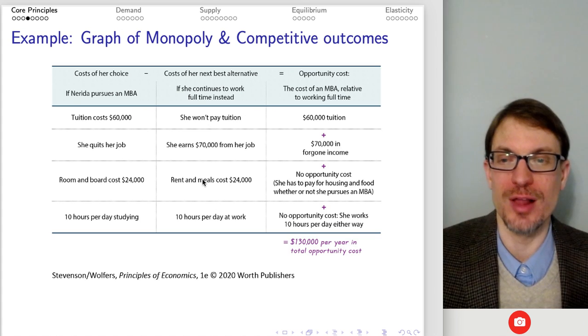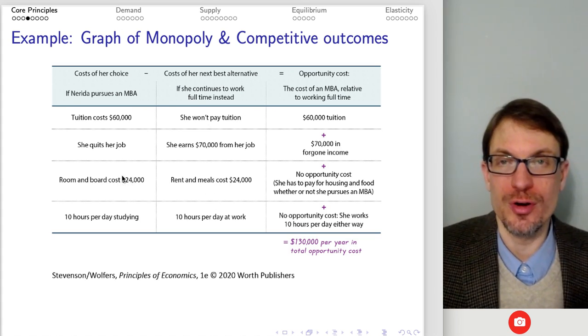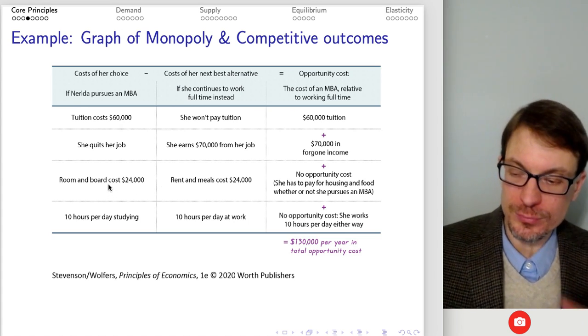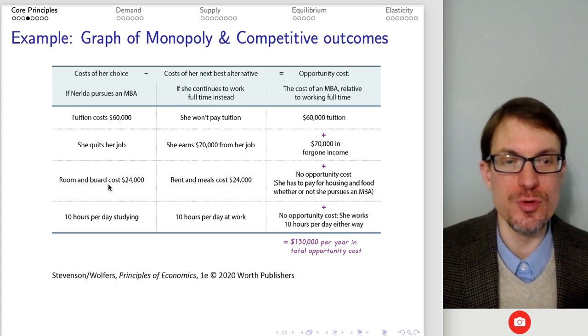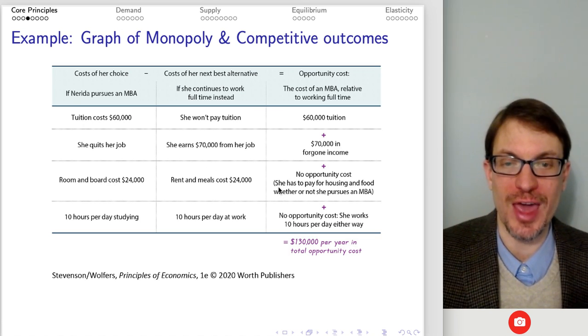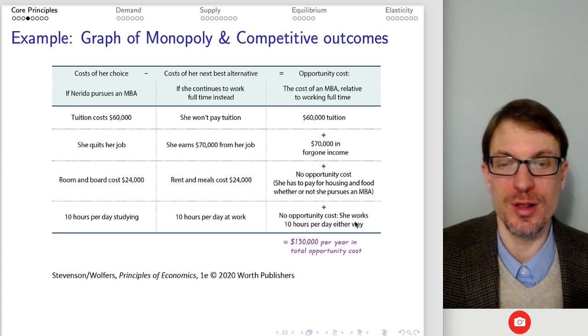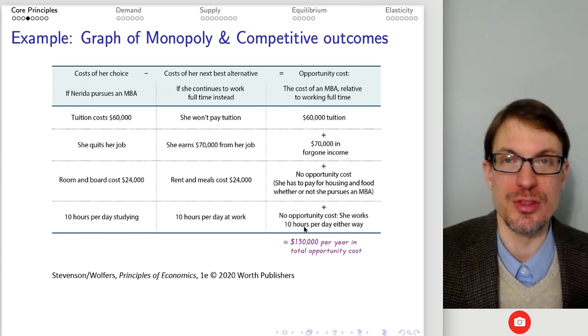So this is relevant because we're recognizing that between these two alternatives, there is no additional cost relative to food and living accommodations, right? There's no opportunity cost. They have to pay for housing and food whether or not they pursue an MBA. And the same thing for studying and for hours at work. They work 10 hours per day either way.